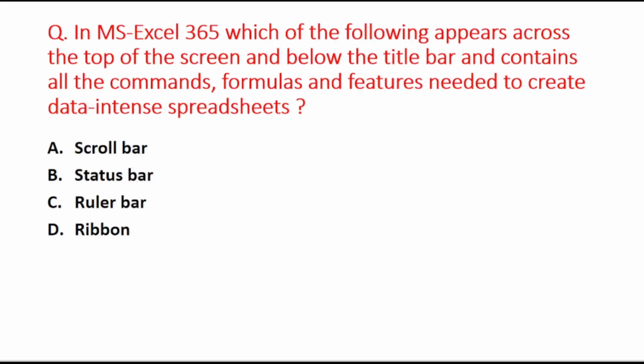Next question is, in MS Excel 365, which of the following appears across the top of the screen and below the title bar and contains the commands like formulas, features needed to create data-intense spreadsheets? A option is scroll bar, B option is status bar, C option is ruler bar, and D is ribbon. Right answer is option D, that is ribbon.